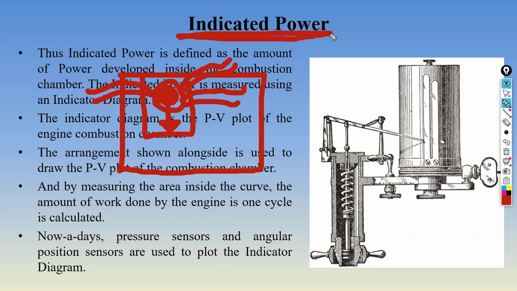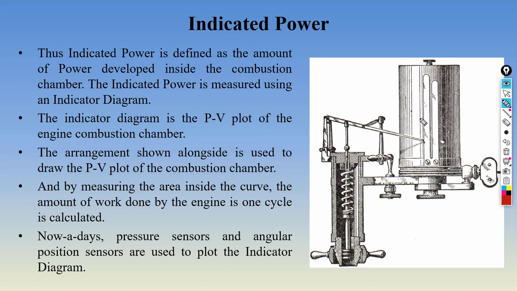So what is indicated power? Indicated power is the actual amount of power which is developed inside the combustion chamber. It is the actual amount of useful power which is developed inside the combustion chamber. That is the indicated power. How is the indicated power measured?